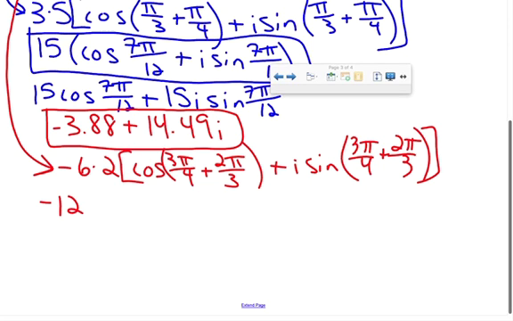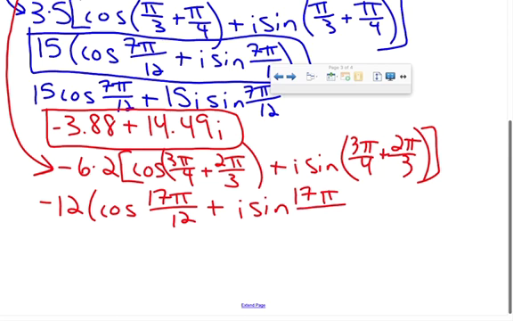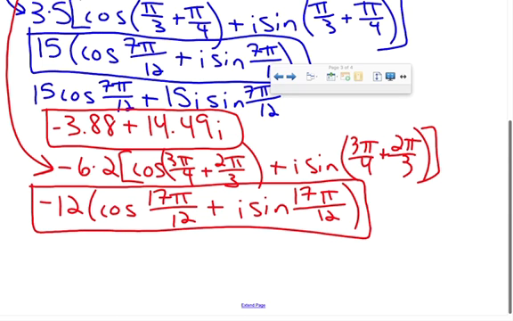So I have negative 12 times the cosine of 17 pi over 12 plus I times the sine of that same 17 pi over 12. This is the first part of my answer. This is my product. The second part of my answer is asking me to convert this to rectangular form.